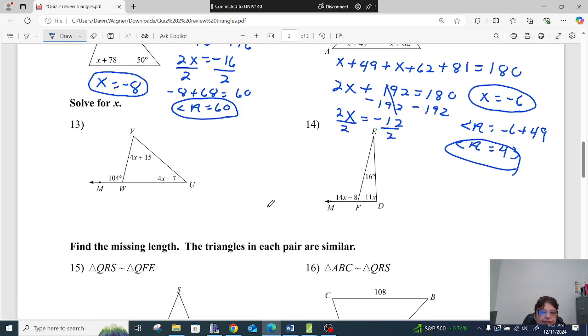Okay, 13. Now this is called, oh, someone's knocking on the board. This is our exterior angle, right? So if this is our exterior angle, I need, here, we're on number 13. So what am I going to do with these two angles here? I'm going to add them together and set it equal to 104.